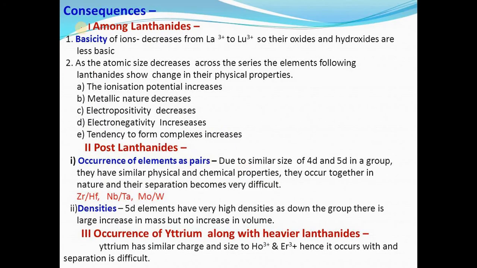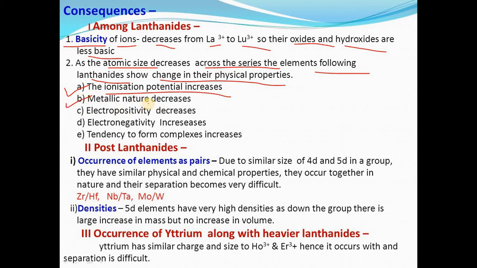Then among lanthanides, the first point is basicity. Basicity of ions decreases from lanthanum 3+ to lutetium 3+, so their oxides and hydroxides are less basic in nature. That is, basic nature goes on decreasing from lanthanum to lutetium. Lanthanum is the most basic, while the last one, lutetium, is the least basic. As the atomic size decreases across the series, the elements following lanthanides show changes in their physical properties. First property, the ionization potential increases from lanthanum to lutetium.